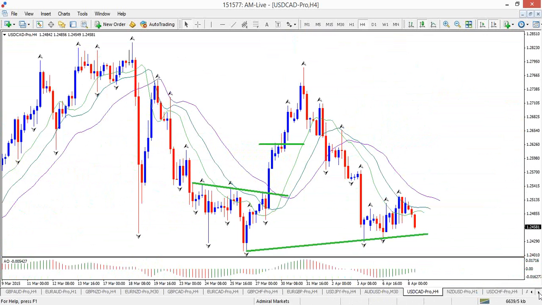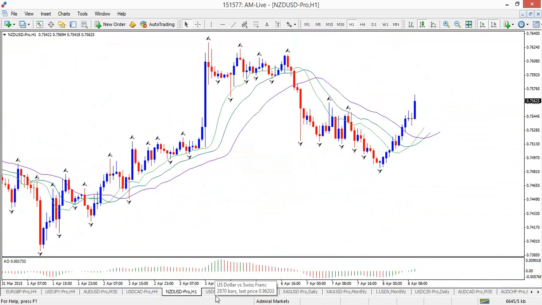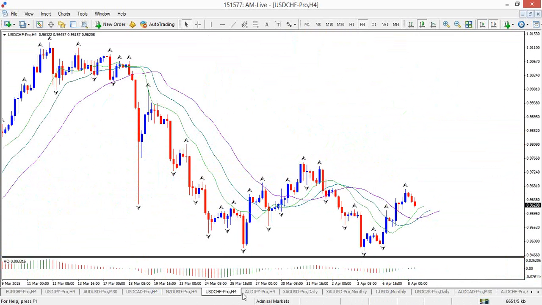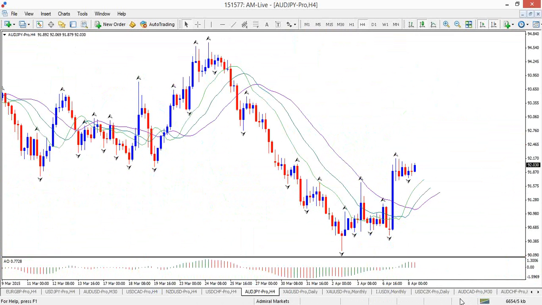Let's see, dollar CAD. Let me narrow the list a bit. So it seems to be those pairs. Does anyone hear me at the moment? Okay, cool. So let's focus on those pairs.